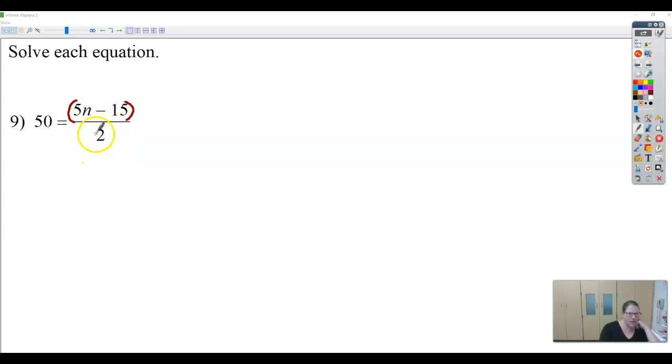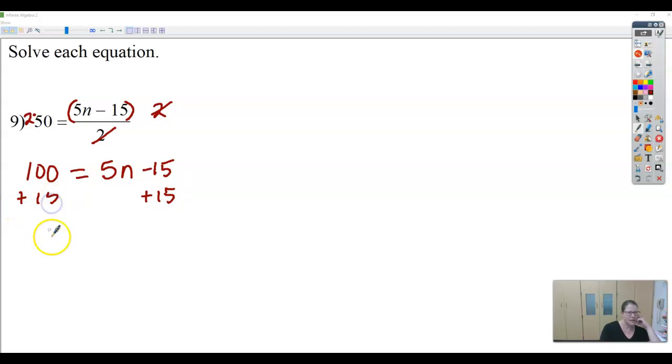So the first thing we want to do is undo divided by 2 by multiplying both sides of the equation by 2. So on this side, 2 times 50, that's just 100. On this side, 2 over 2 becomes a 1, and so I'm just left with 5n minus 15. So now it's really just a two-step equation. I'm going to undo the minus 15 by adding 15 to both sides. So I get 115 equals 5n. That becomes a 0, right? And then divide both sides by 5 to get that n all by itself. 5 goes into 115, so that would be 23 times. So 23 equals n.